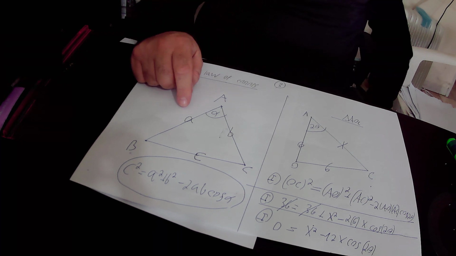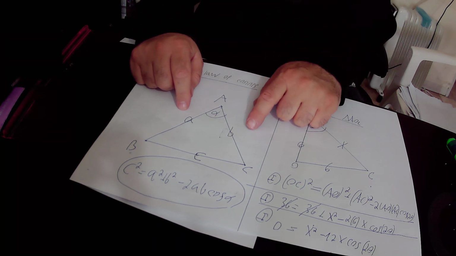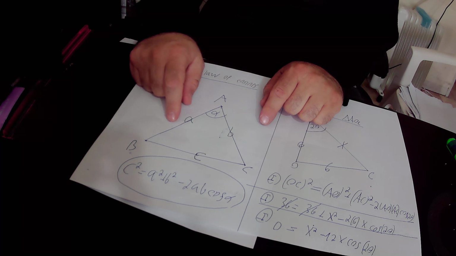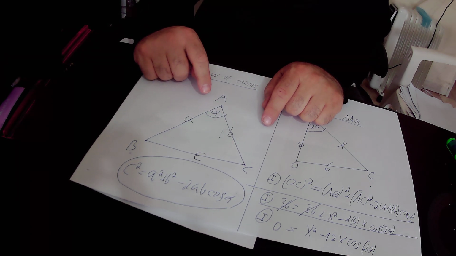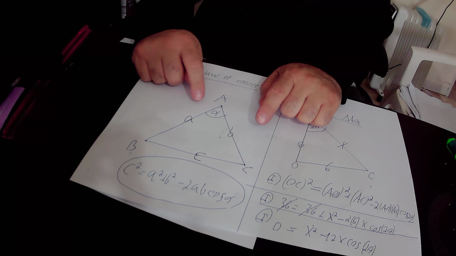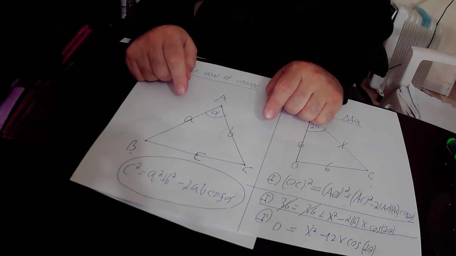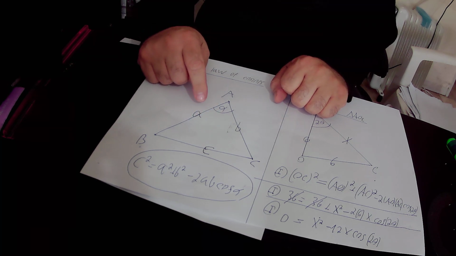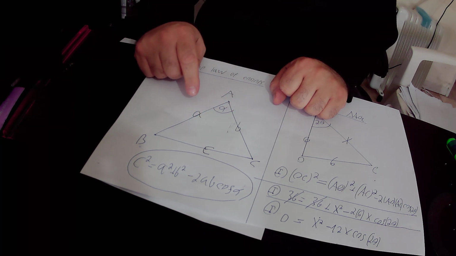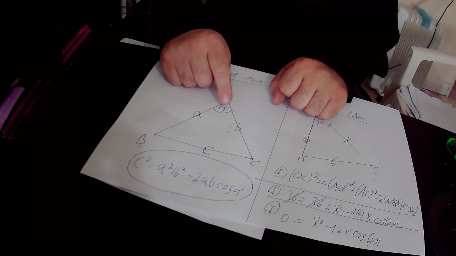Side AB equals A units in its length, side AC equals B units in its length, side BC equals C units in its length, and the angle between side AB and side AC is alpha. Then, according to the law of cosines, we get that C squared equals A squared plus B squared minus 2 times A times B times cosine alpha.